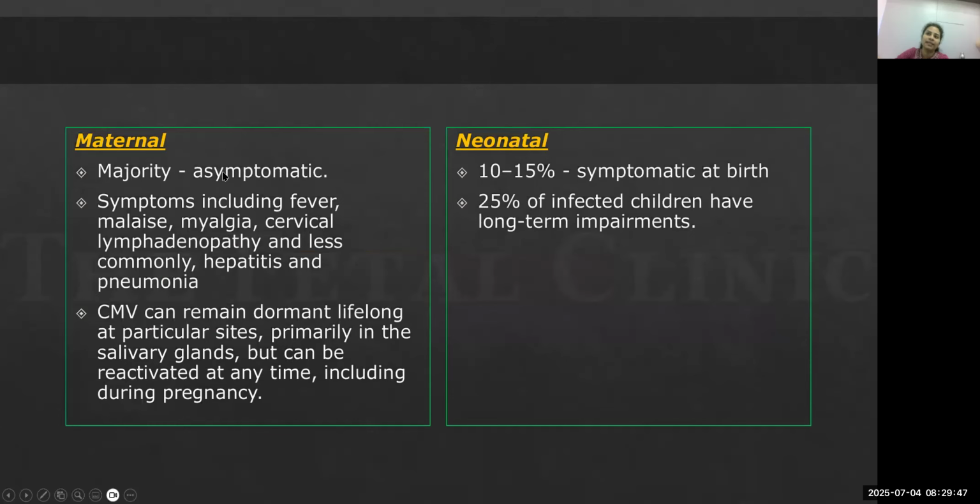Most of the maternal infections are asymptomatic, and even if they are symptomatic, it will usually include a flu-like illness with fever, malaise, myalgia, cervical lymphadenopathy, and less commonly hepatitis and pneumonia, and it can mimic other infections with similar symptoms also. It can also remain dormant at particular sites and can be reactivated at any time, including during pregnancy. Among neonatal infections, 10 to 15% are symptomatic at birth, and 25% of the infected children have long-term impairments.